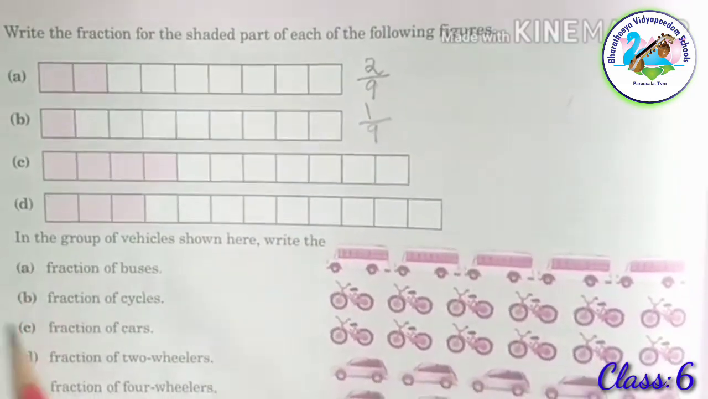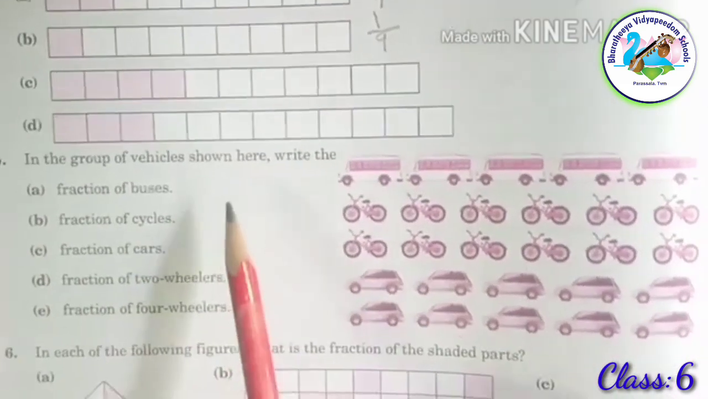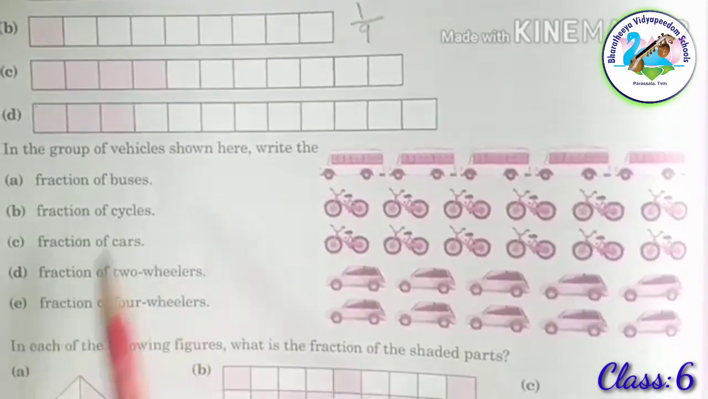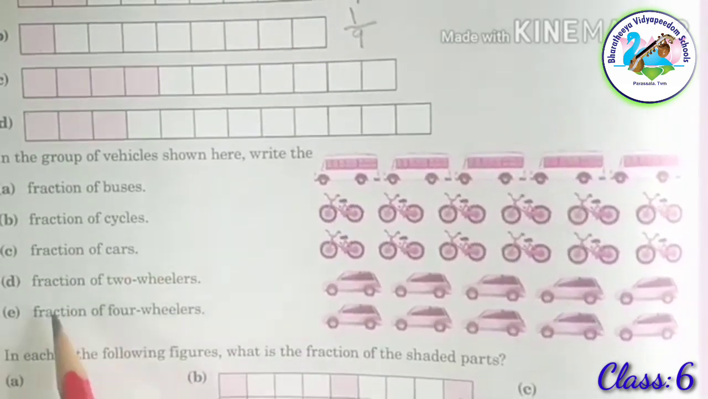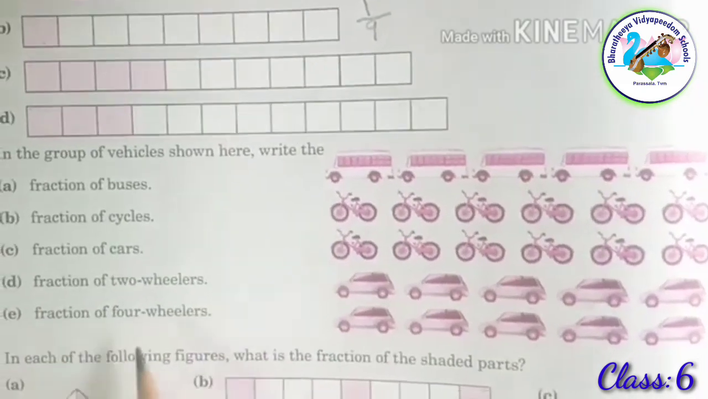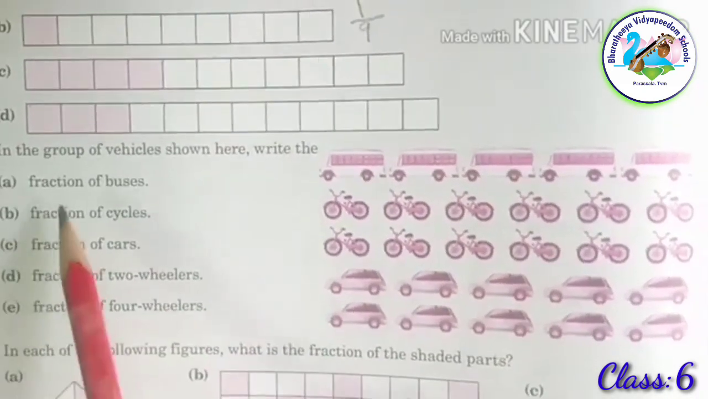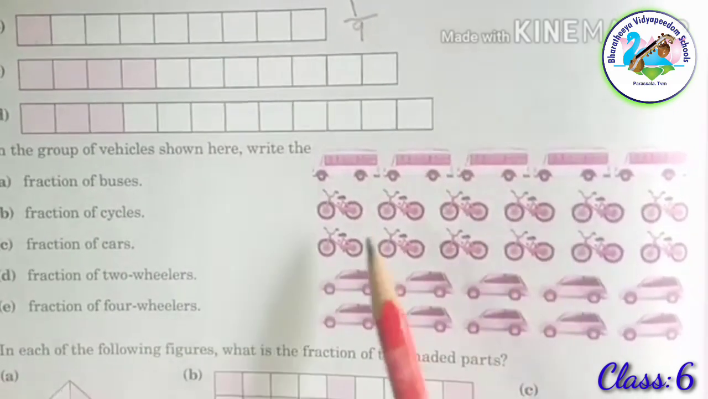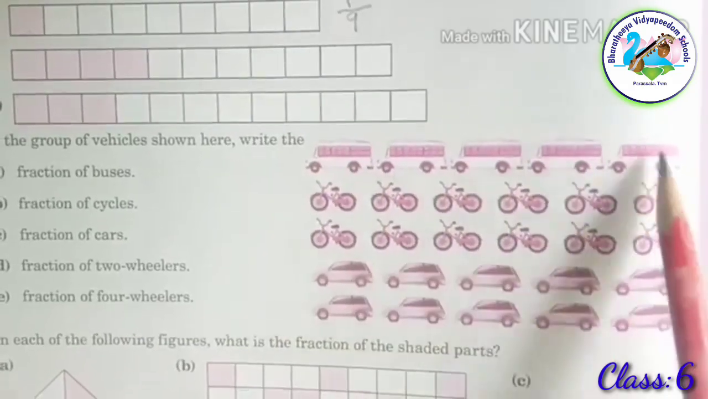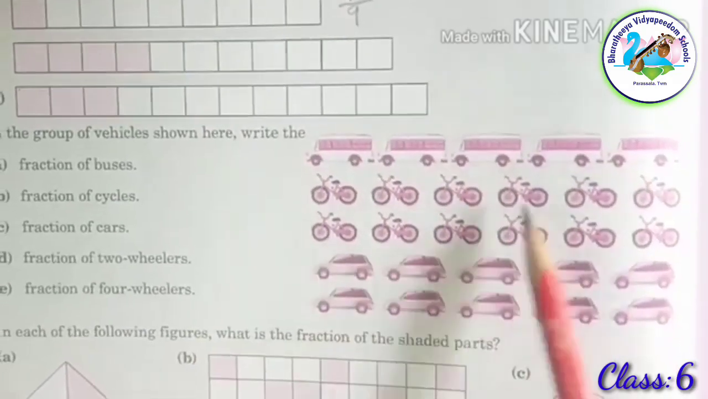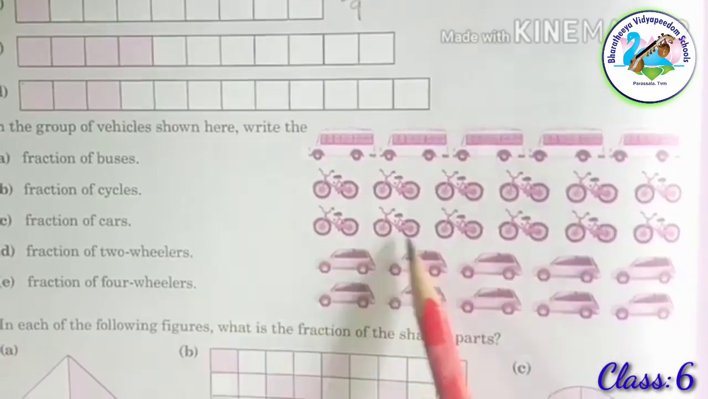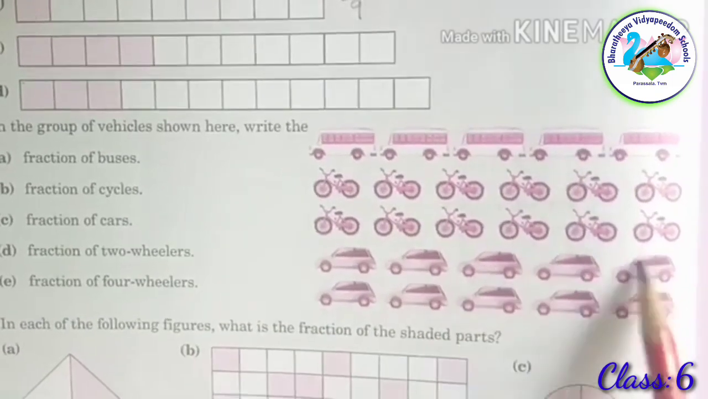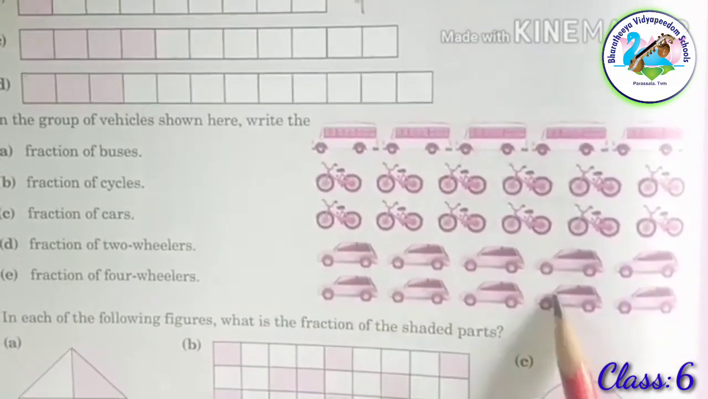Then question number 5. In the group of vehicles shown here, write the fraction of buses, fraction of cycles, fraction of cars, fraction of two-wheelers, fraction of four-wheelers. First we have to find out the fraction of buses. So first we count the number of vehicles. 1, 2, 3, ... 27.